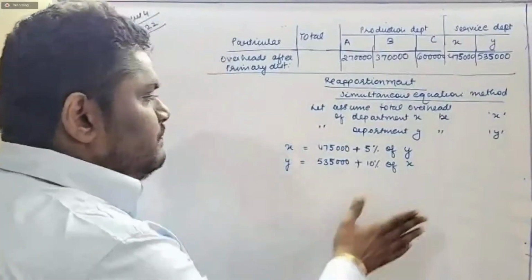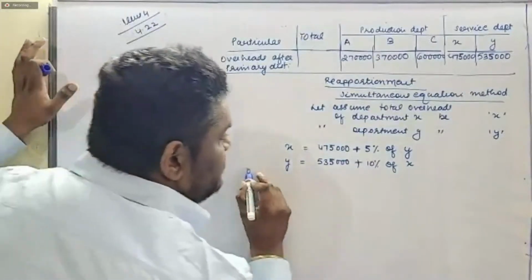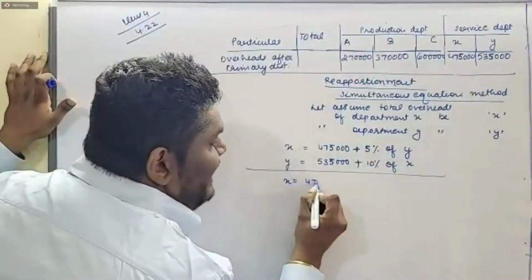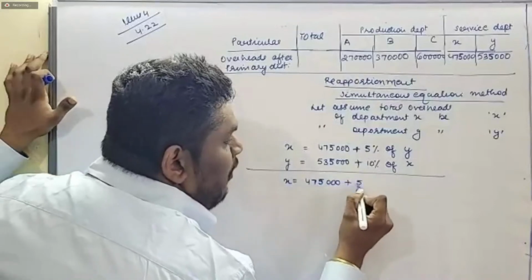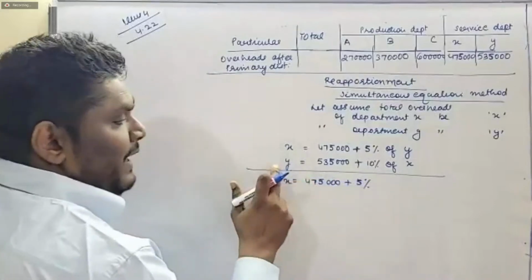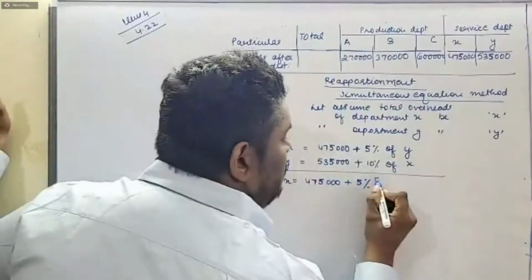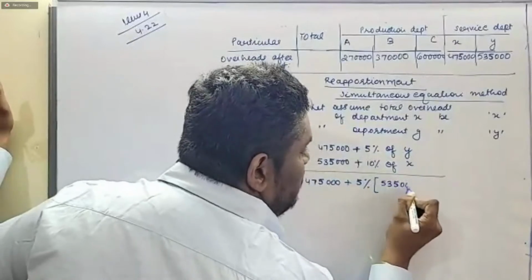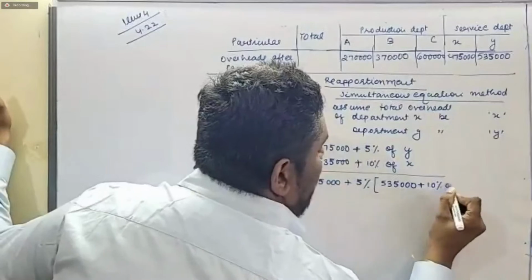So now we can easily solve this point wherein x is equal to 4,75,000 plus 5% of y. And herein y is equal to how much? 5,35,000 plus 10% of x.